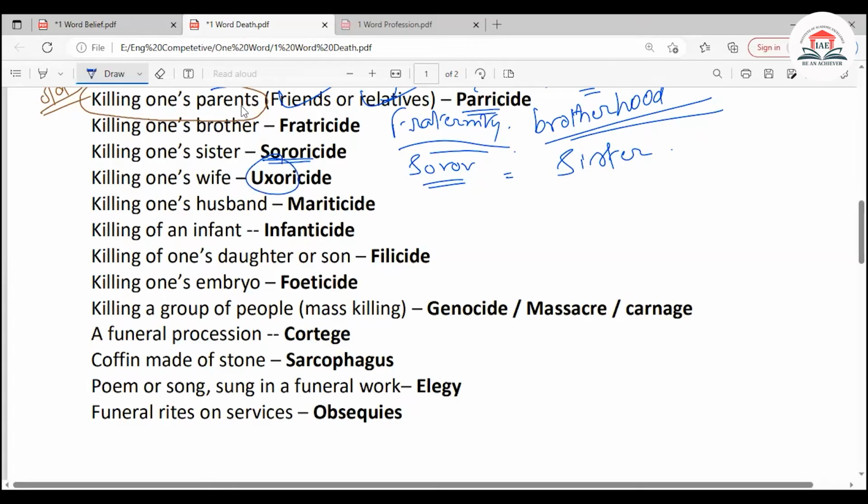Now, uxor, U-X-O-R, really hard to pronounce. Uxor means wife. Putni hotta, patni hatiya. So killing of one's wife is called uxoricide. Whereas just the opposite, killing of one's husband is called mariticide.